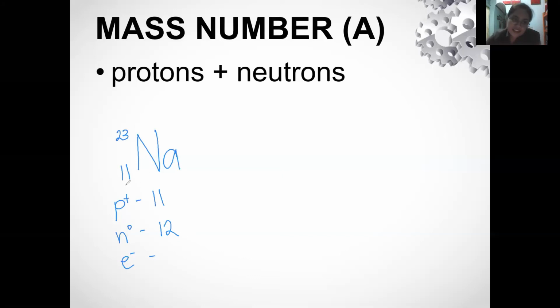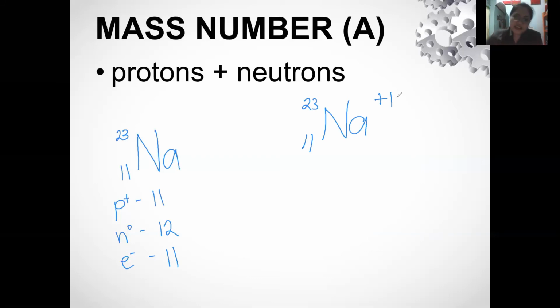And then, since wala kayong nakikitang charge dito, automatically, the same lang ang number of protons and electrons. Kaya, 11 pa rin. So this is again an example of a neutral atom. Okay, so let me give you an example ng hindi neutral na atom. Let's have sodium ion. So you still have 11, 23, but this time may makikita ka ng charge.